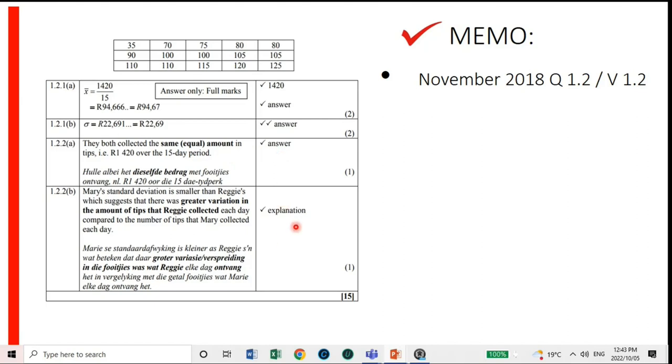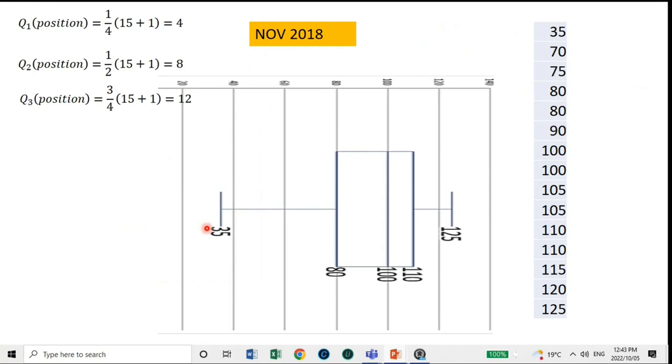Can you see 1.2.B? It's an explanation. And I love that people say the standard deviation says that the one has a greater variation in tips and the one has a smaller variation in tips. And that makes absolute sense. We need to move on, guys.